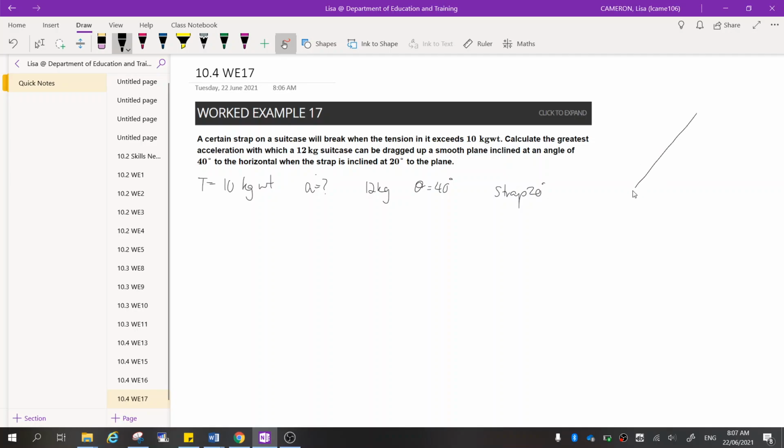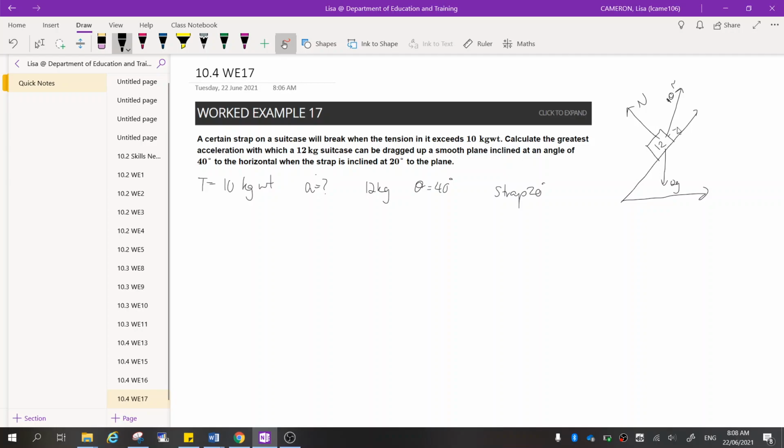So now I've got my inclined plane. Here is my suitcase that weighs a big old 12 kg. Now it's got a downwards force of 12g. It's got a normal force acting up in this direction. Then instead of having a force going this way, we've got a strap that's going up this way and we can't let it exceed 10. So 10 is the thing that we're looking for here. Now kilograms WT is the thing we use for newtons, so we want it to be 10 newtons.